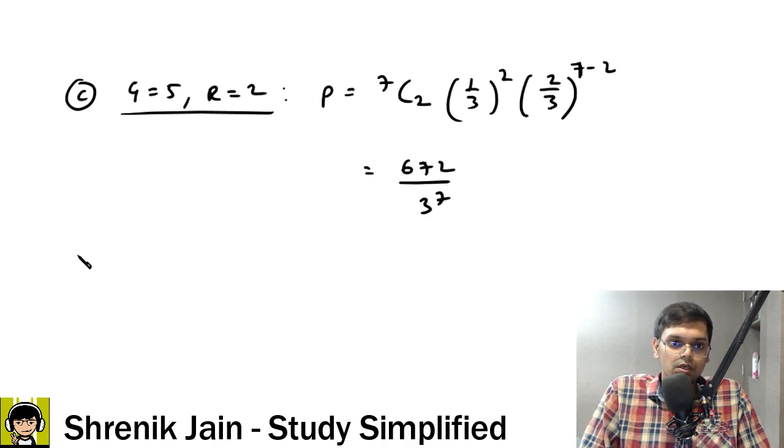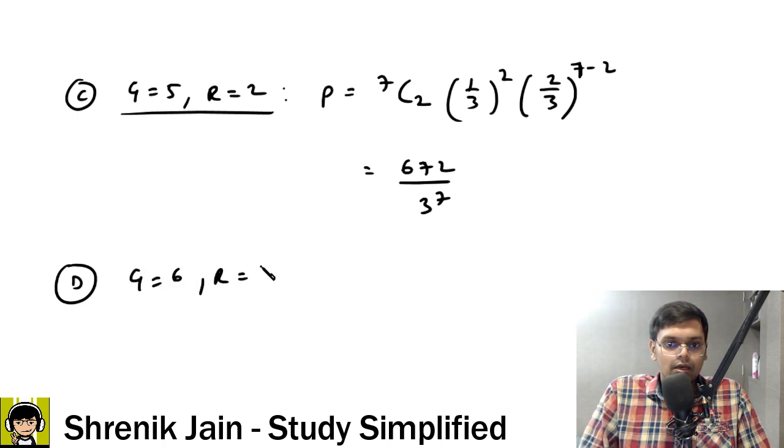And see option D now. Sir, here green is 6, red is 1.